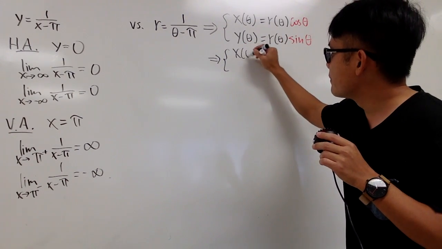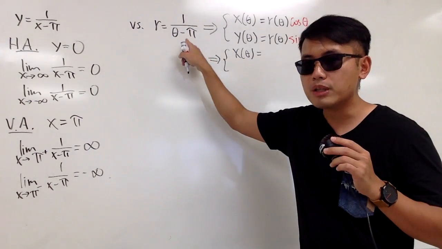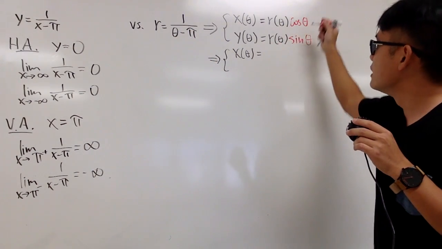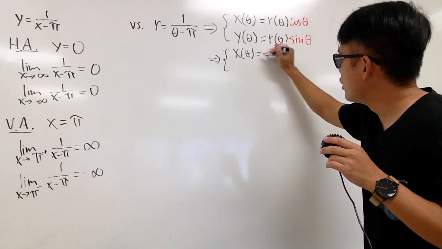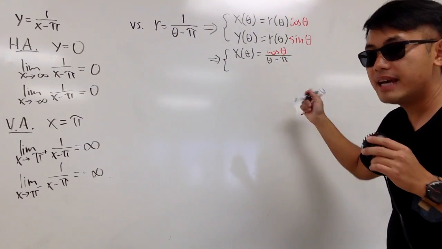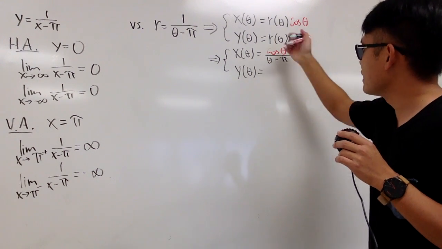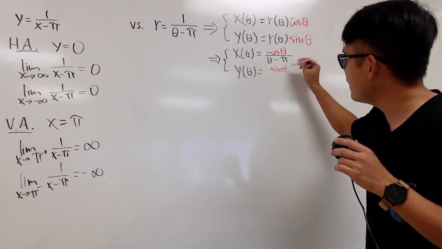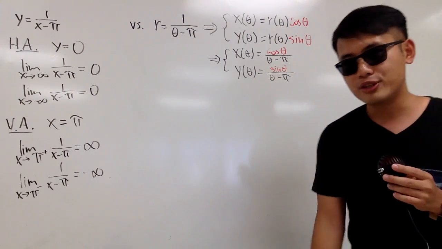x of theta is equal to r of theta, which is given by this, and we multiply this by cosine theta. So let me put the cosine theta on the top. So we have cosine theta over theta minus pi. And then for the y of theta, this is just sine on the top. So we have sine theta over theta minus pi. And that's pretty much it.